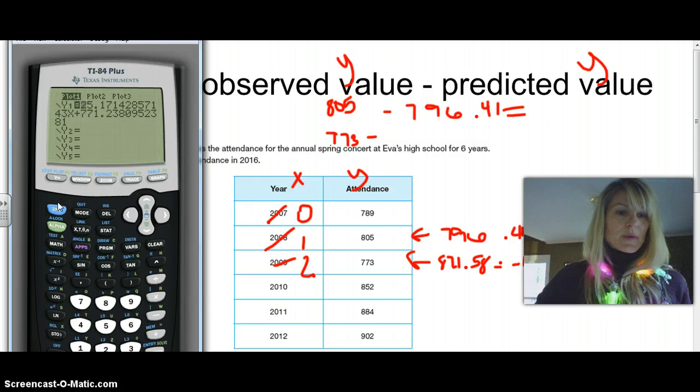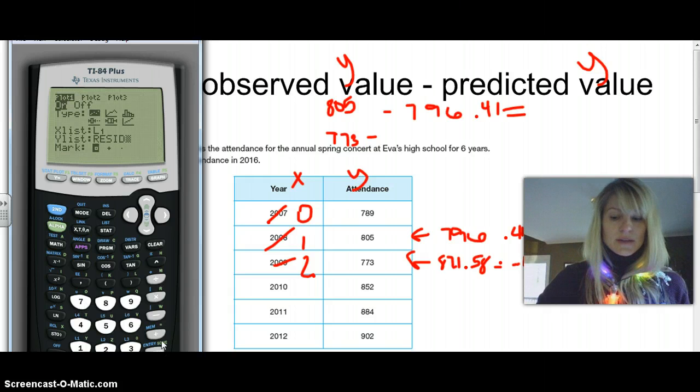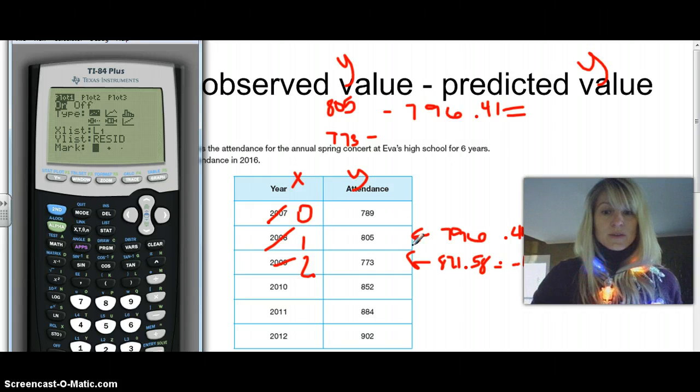If you remember, we went to second stat plot, we turned that on here, and then we wanted the X list of line 1, but we wanted the Y list to be the residual. And remember, we got that by doing second list, and then 7 was residual, and we hit enter. So now I have the X list, and it's going to do my residuals, and my residuals are the observed value minus the predicted value. So it went through and subtracted the actual Y amount from the predicted Y amount.